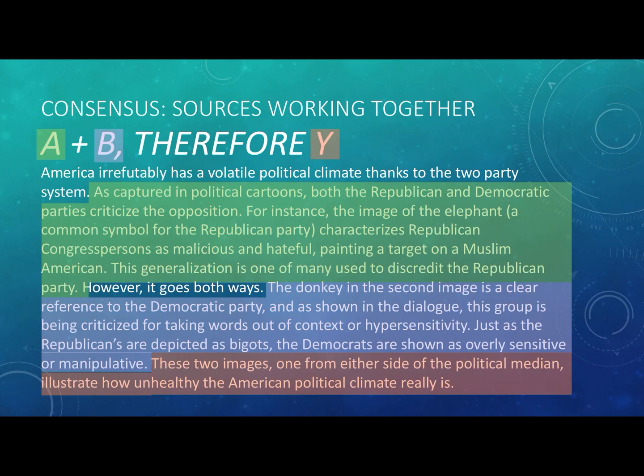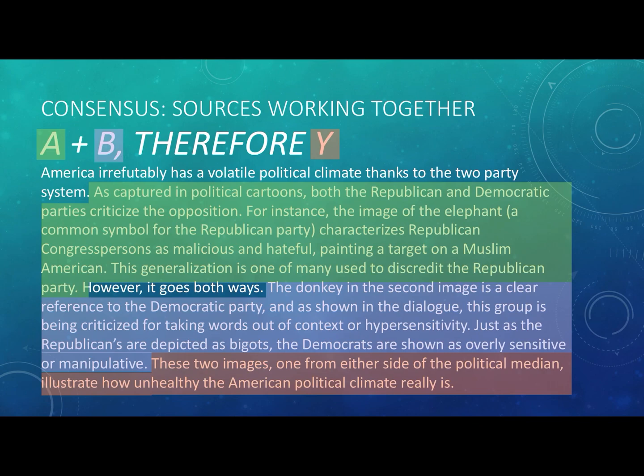So the claim that these two images could make together is that America irrefutably has a volatile political climate thanks to the two-party system. Both images, each image is criticizing one of the national parties. So I could argue using both of them that they are evidence of a volatile political climate. That's the claim I'm going to make, and here's how I would use both sources in consensus.